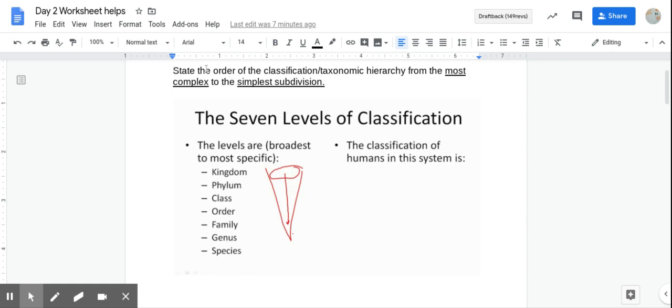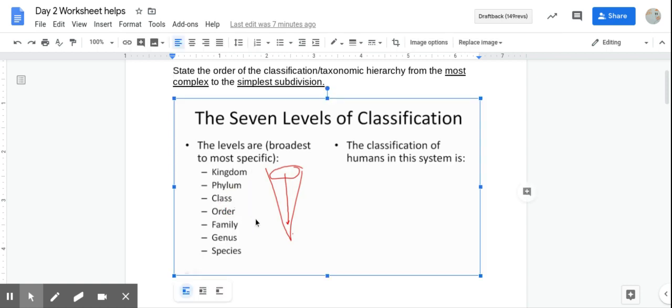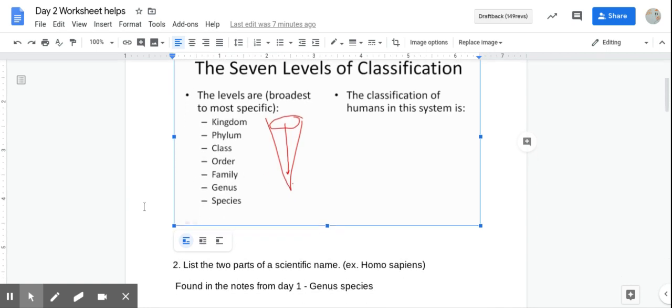The very first question says, state the order of the classification from most complex to simplest. What I've given here are the levels of classification, but they're in the opposite order. So the most complex is actually species, then genus, then family, then order, then class, then phylum, then kingdom. It's just the reverse. You see this cone is really broad at the top and gets more narrow as we go down. So that is question 1.